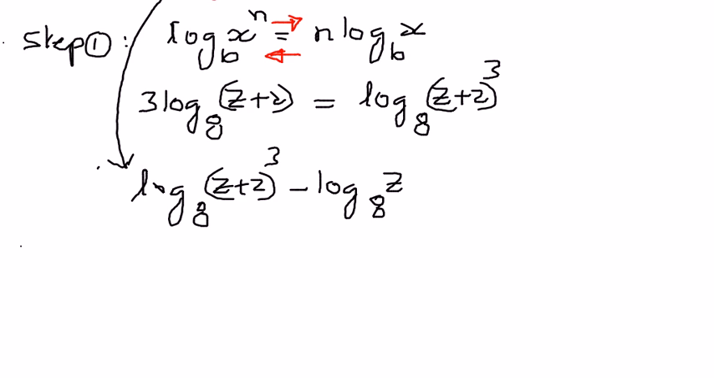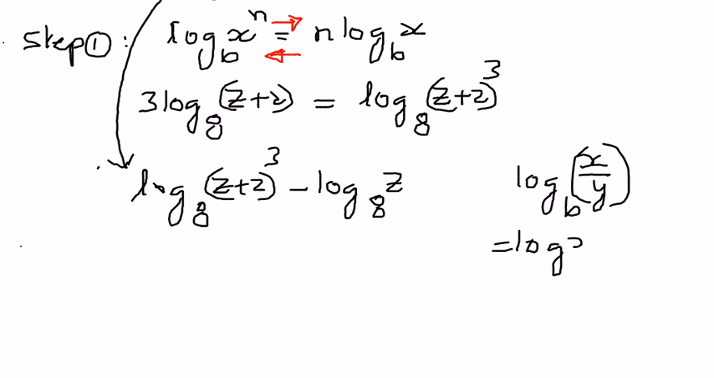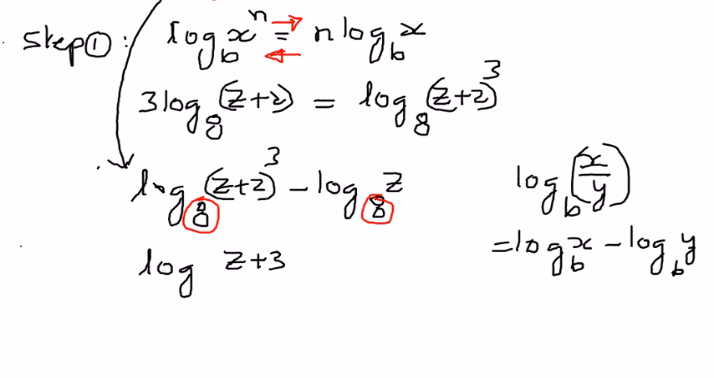And when we look at this expression now, we can use the quotient rule, isn't it? The quotient rule is telling us that if we have log x over y to the base b, we can write this one out as log x to the base b minus log y to the base b. So when we have something like that, and if the bases are the same, we can combine them as follows: log (z + 2) to the power of 3 divided by z, and if this whole thing is to the base 8, that is how we can write it out as a single expression.